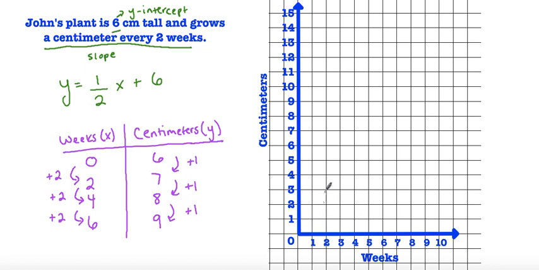And so we could represent it using our graph. So at 0 weeks, the plant is at 6 centimeters. At 1 week, well, it would be at 6.5, but if we don't want to plot our decimals here, we could go over to 2 weeks, which it will be at 7. And then 3 weeks at 8, 4 weeks at 8, and then 6 weeks at 9 centimeters, and so on.